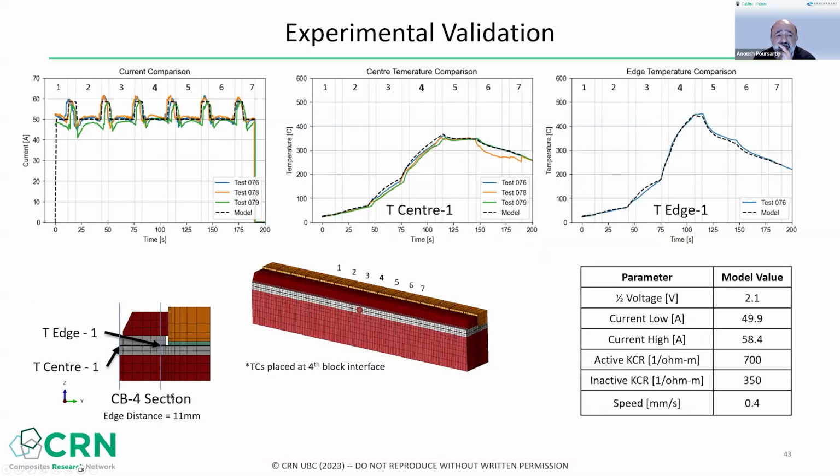How good are the predictions? Well, the predictions are pretty good once you fine-tune quite a few parameters. We input a current that you can see on the left, a current comparison for a few tests. In the middle, you can see some temperature predictions from some TCs that were put in the center of the weld line. And here's an example of a prediction for a TC on the edge of the weld line, because there's actually quite a big temperature variation across the width. And so the model actually does a very good job of predicting the weld temperature history with high accuracy.